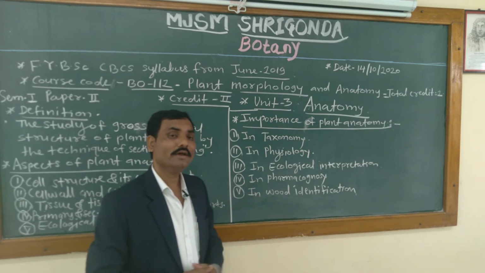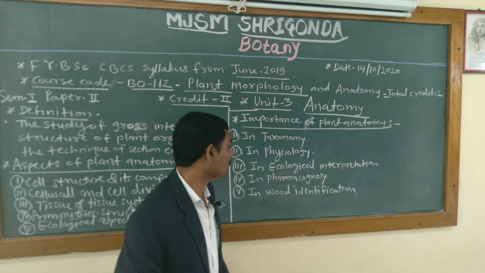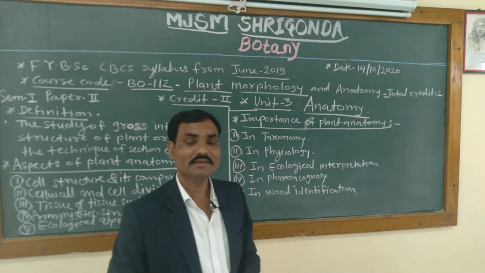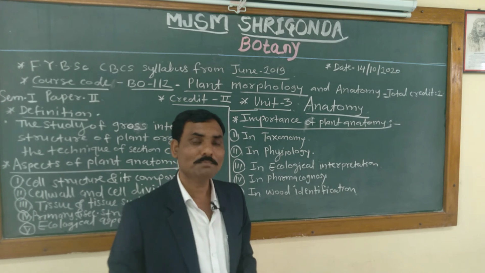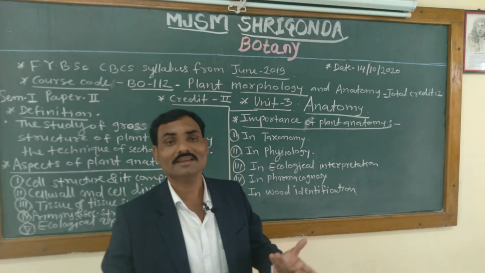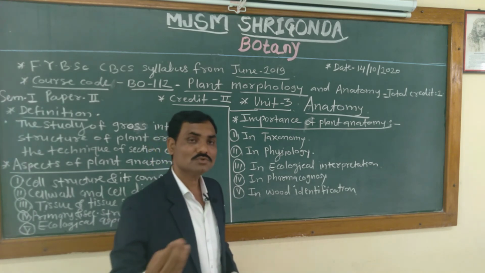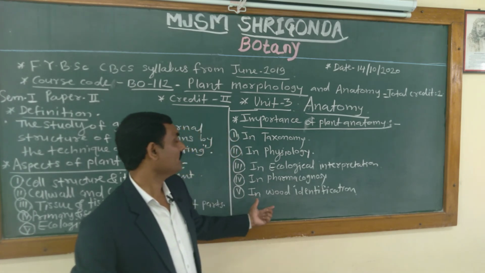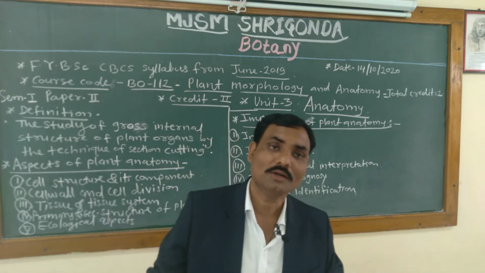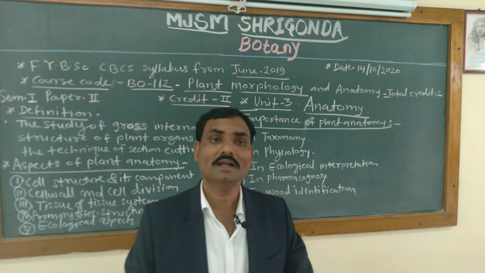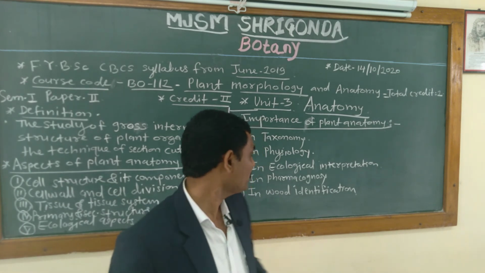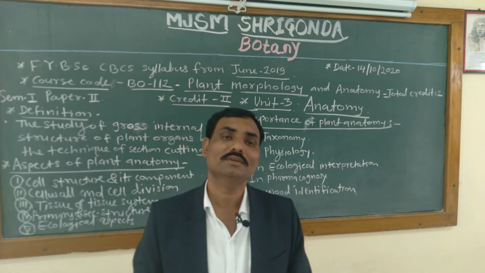Then how anatomy plays a vital role in pharmacognosy, in the adulteration of different drugs. We can identify which powder it is, and which different factors and cells are in that powder. We can understand very well with the help of plant anatomy. And in wood identification, which is a dicot plant, which is a monocot plant, which is a gymnospermic plant, which is an angiospermic plant, we can understand very well when we take the section of the plants.